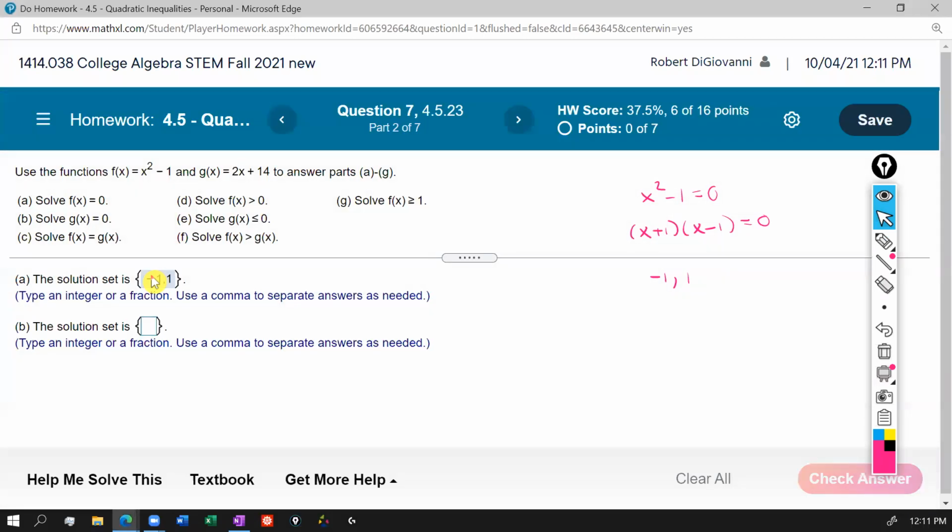All right. Part B, where is g of x 0? So here we take the other function, 2x plus 14, set it equal to 0, subtract 14, divide by 2, you should get negative 7.